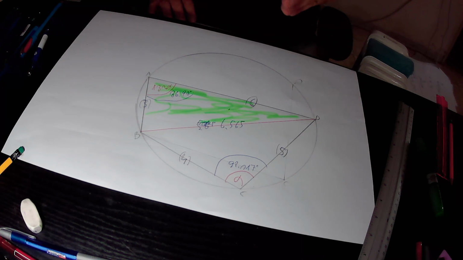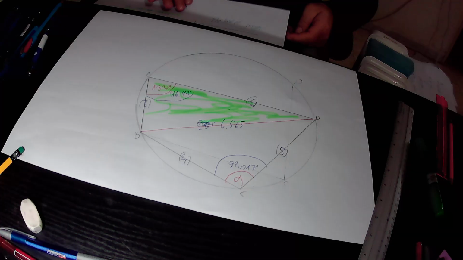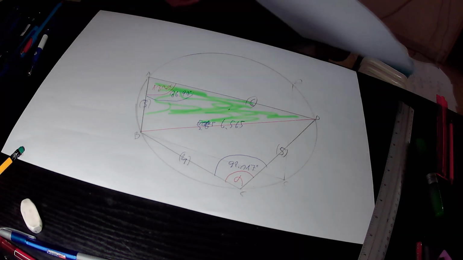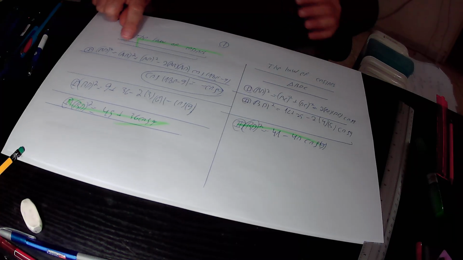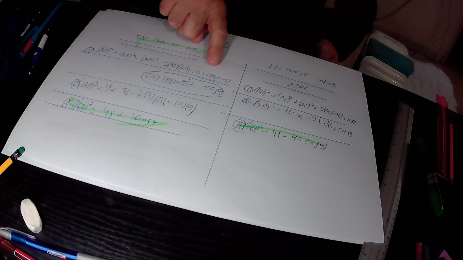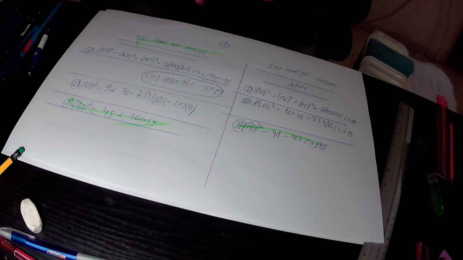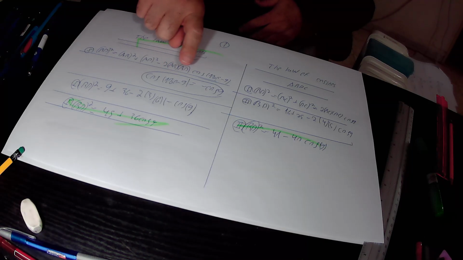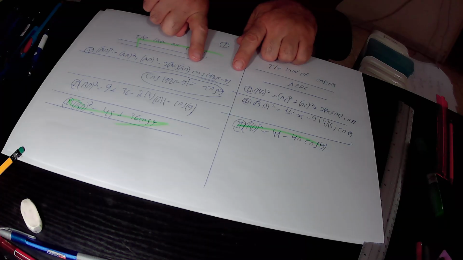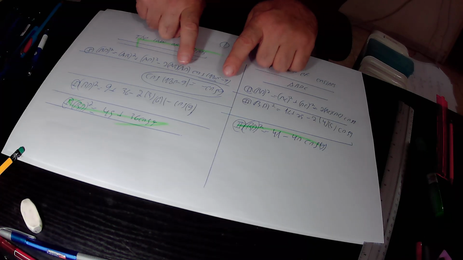Again, in this green triangle ABD, according to the law of cosines, BD square equals AB square plus AD square minus 2 times AB times AD times cosine 180 degrees minus alpha. We have the trigonometric identity that says cosine 180 degrees minus alpha equals minus cosine alpha. Therefore, substitute cosine 180 degrees minus alpha here by minus cosine alpha.